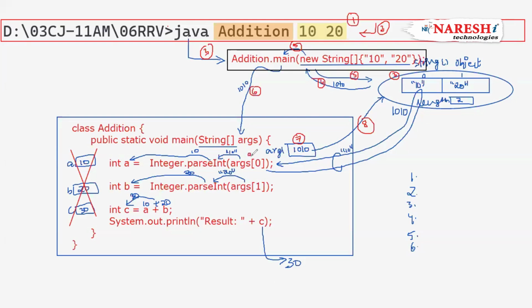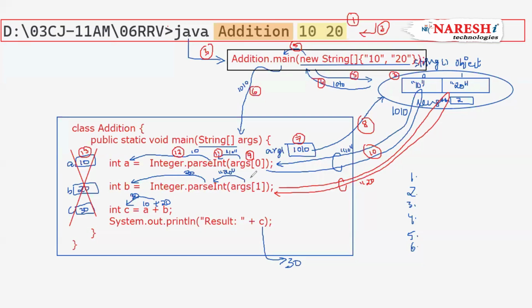This args of 0 is the 9th step, and reading the value from the array object is the 10th step. 11th step, giving to parseInt method. 12th step, converted and returned 10 and stored inside variable. Are you all following? Then next step is what? Args of 1, reading the value from second location. What is the value? Double quotes 20, and gives that value to parseInt.